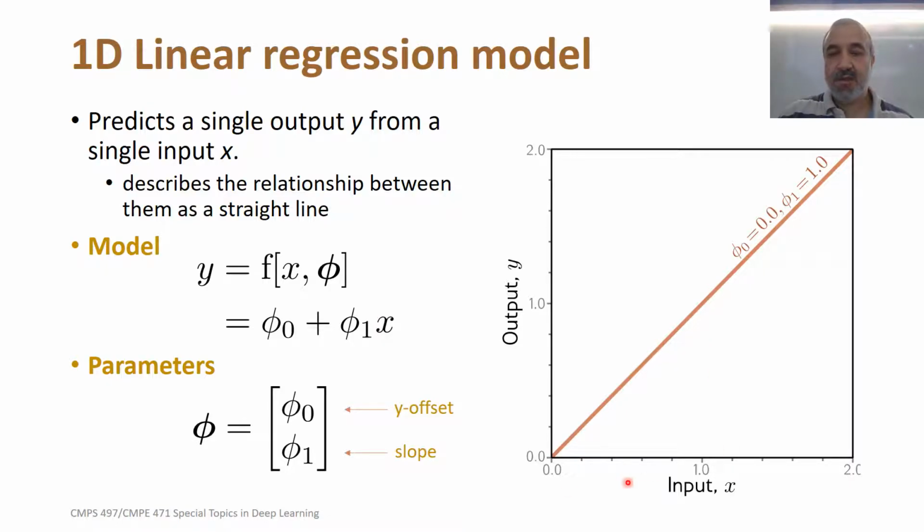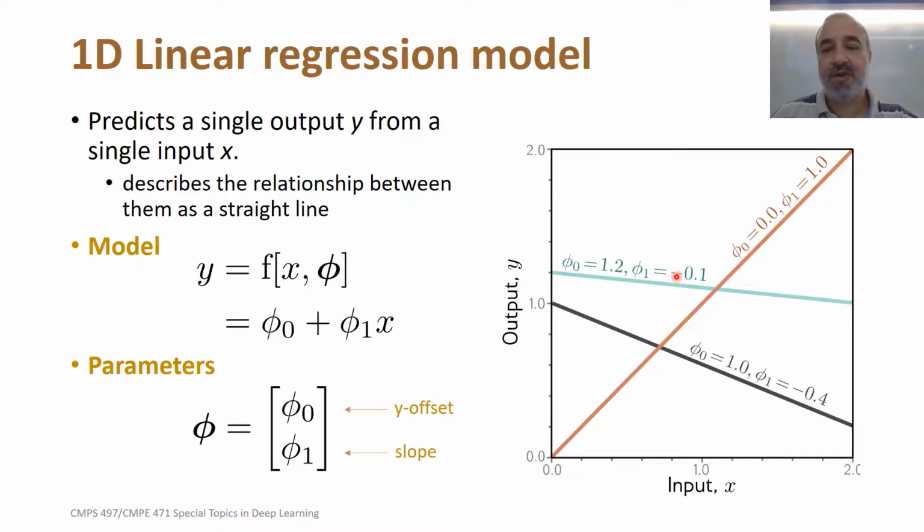Because here's the input, here's the output. It's a single input, single output. So that line represents the relation between x and y. If we change the values of the parameters, we get a different line. So the green line here is a different line. Phi 0 is 1.2, so the intercept is 1.2 with the y-axis, and the slope is minus 0.1. Here's the third one. When phi 0 is 1, the intercept is at 1, and the slope is negative 0.4. And we can have so many lines. So with every different set of parameter values, we get another line.